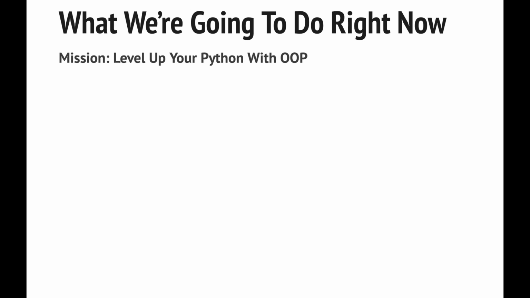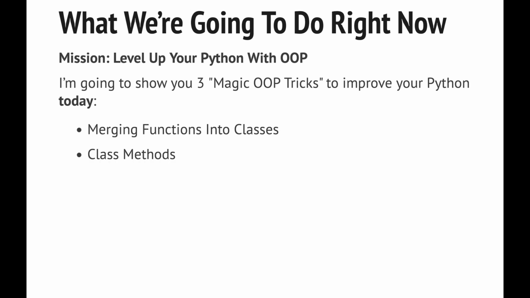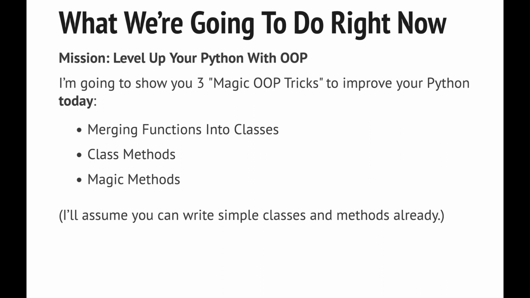So here's what we're going to do. We're going to level up your Python with object-oriented programming right now. I'm going to show you 3 magic tricks that you can use today to improve your Python code using OOP. The first of these is merging functions into classes, and I'll show you a step-by-step systematic repeatable procedure to do that. We're also going to look at using class methods, and also a feature of Python's object system called magic methods. And I'm going to assume you can write simple classes and methods already, so let's get started.